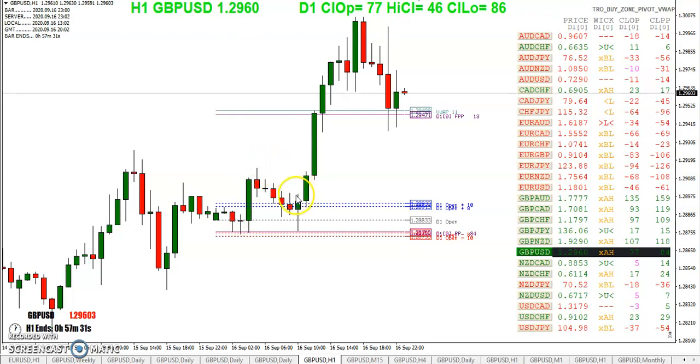Go long here, there's profit. So basically, how do you trade the buy zone? When price hits this line, you go long.